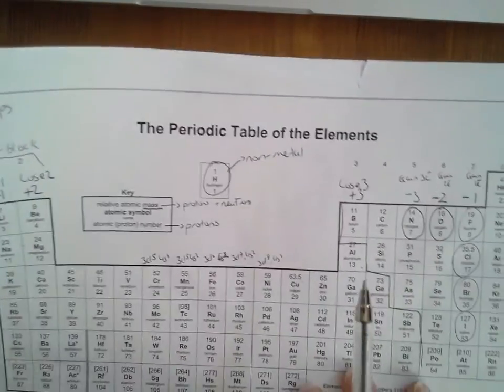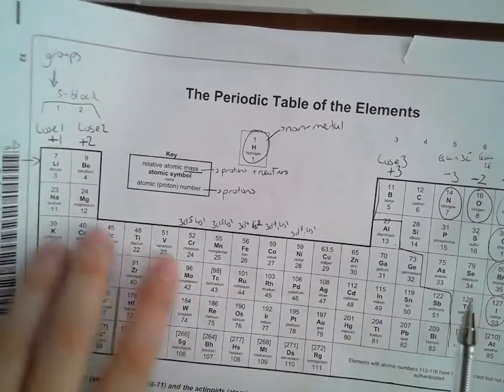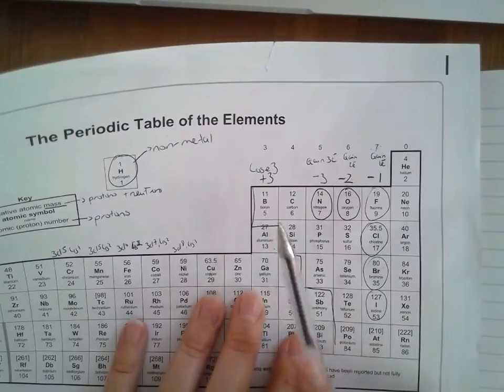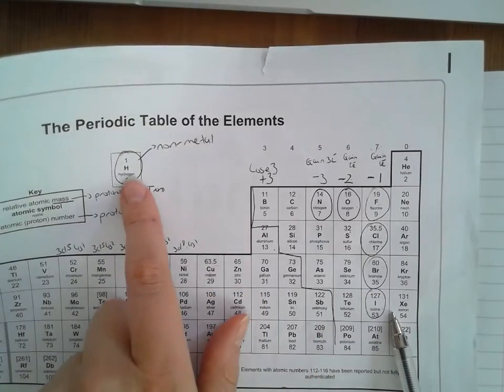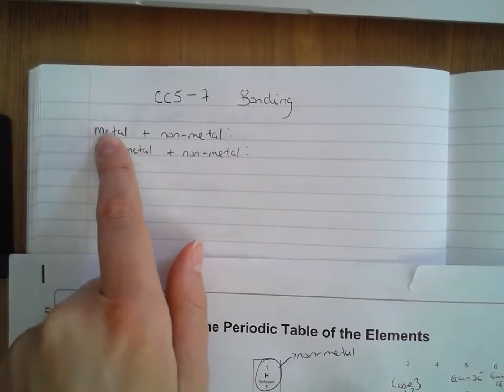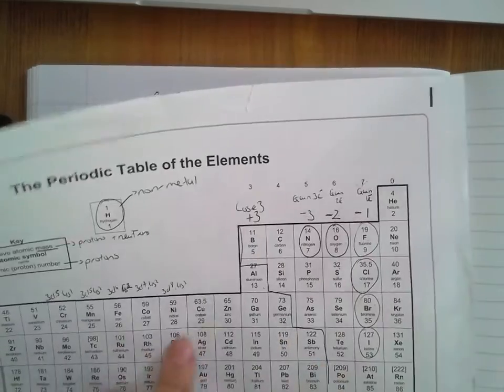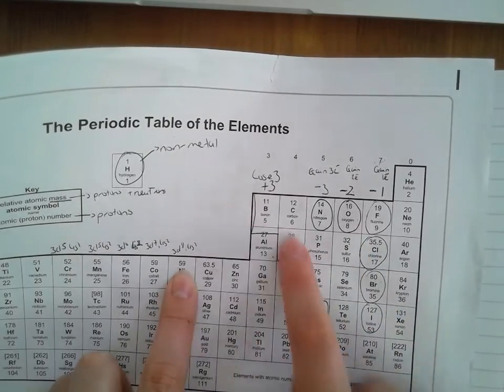Okay, remember on your periodic table, the metals are all to the left. So all of this section here are metals. And then to the right of my line here, I've got the non-metals. Hydrogen also counts as a non-metal. So when I'm asking myself, do I have a metal and a non-metal? I'm asking myself, do I have elements that are on opposite sides of this line?